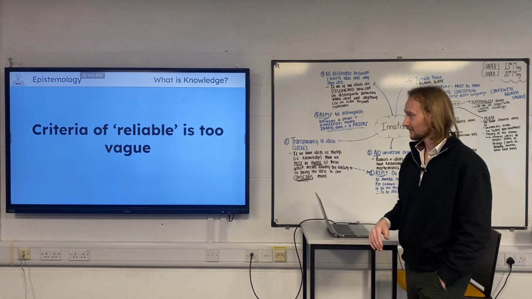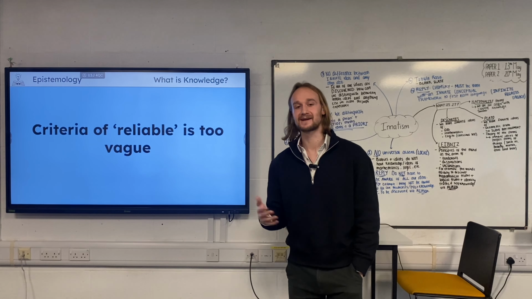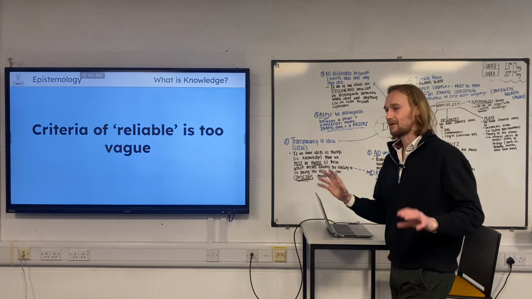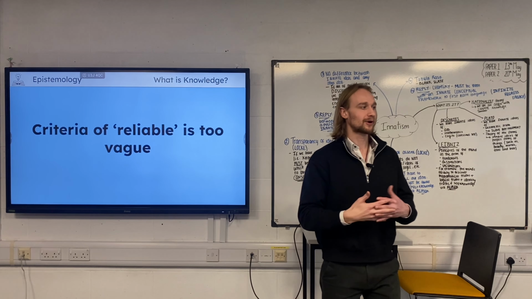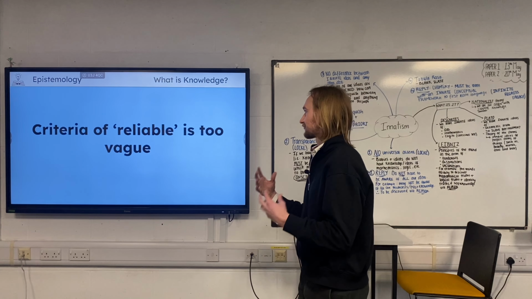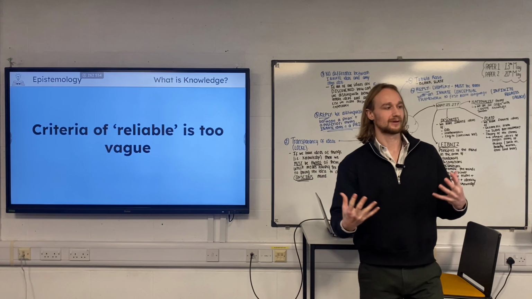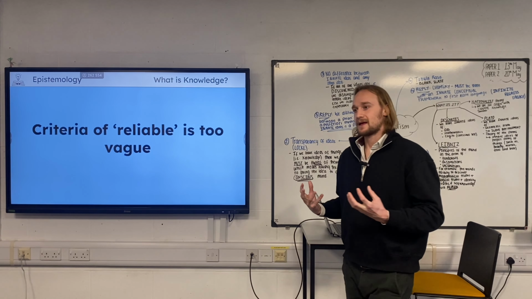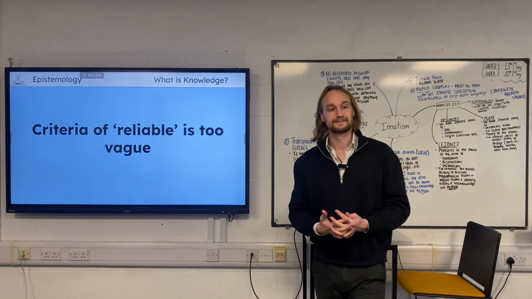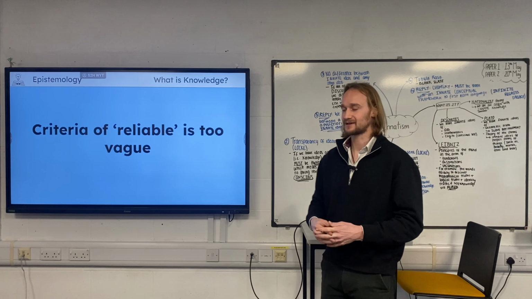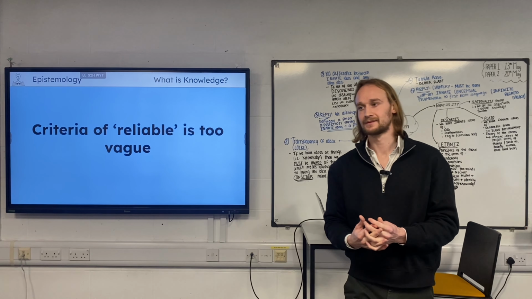The problem with reliabilism is the criteria for it's too vague. There isn't any good criteria for what counts as reliable. And because there isn't any good criteria for what counts as reliable, it makes the solution difficult. It makes it difficult in our definition of knowledge. And potentially doesn't really help us solve all the cases. So it needs to be a little bit more rigorous.